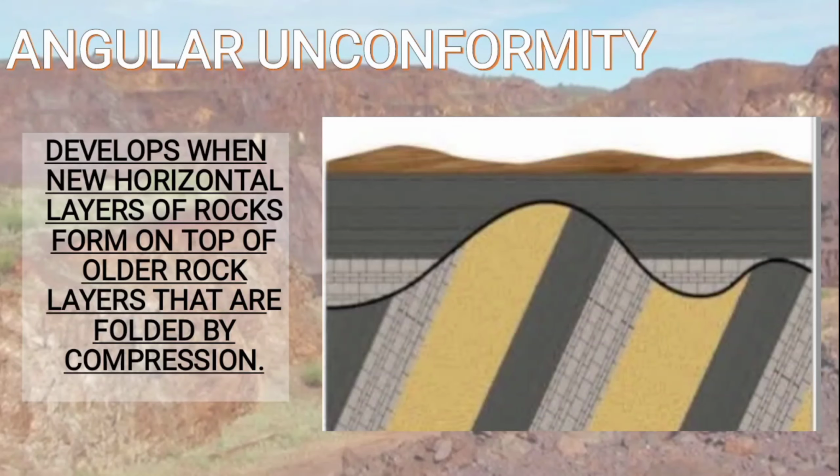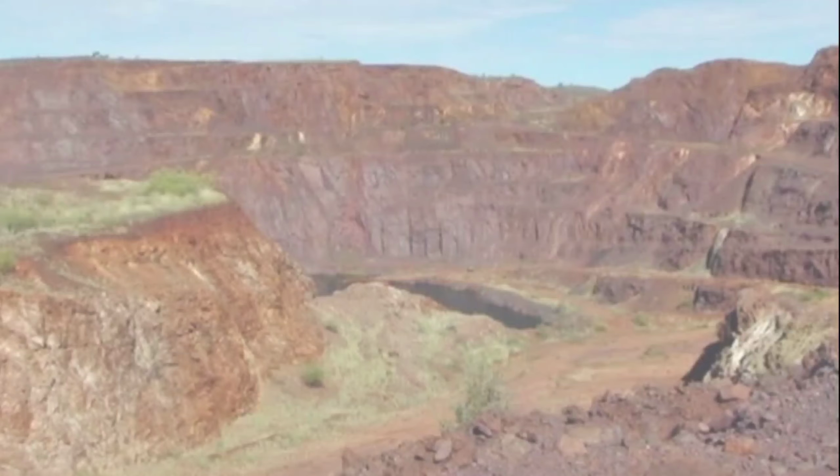The last type of unconformity is the angular unconformity. It develops when new horizontal layers of rocks form on top of older rock layers that are folded by compression. And when erosion stops, a new horizontal layer is deposited on top of a tilted layer. So you can see the horizontal layer after an erosion. Okay, so these are the three types of unconformity.